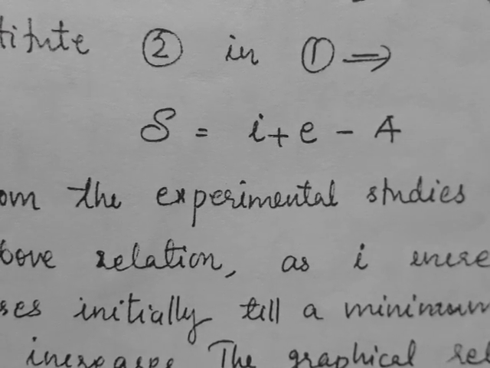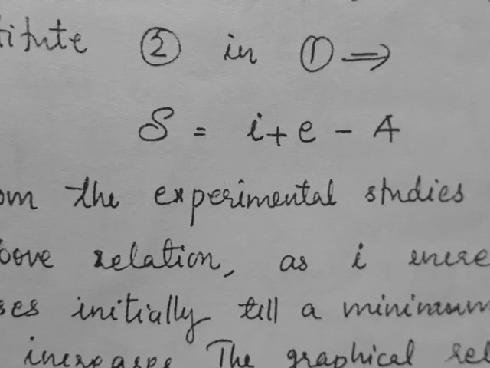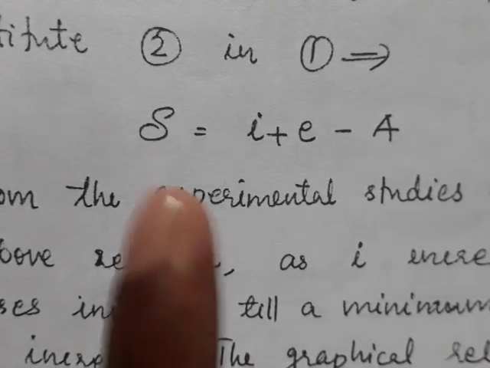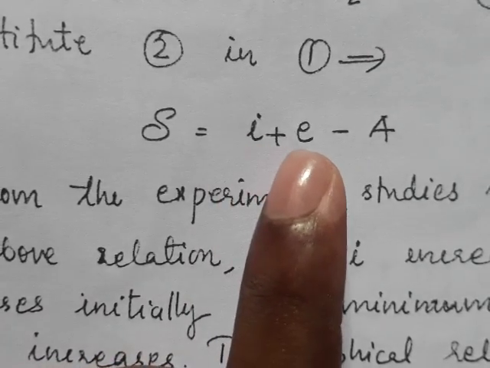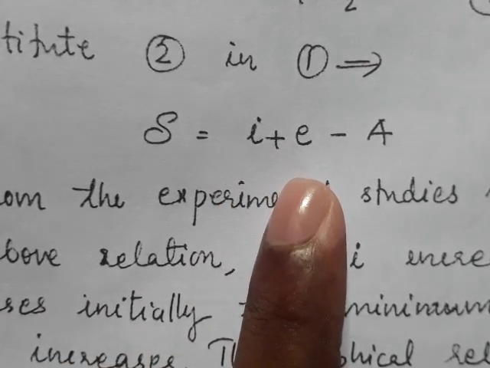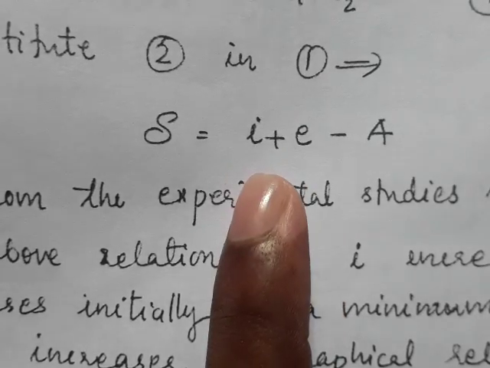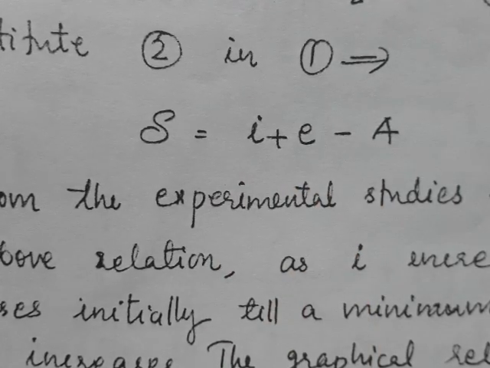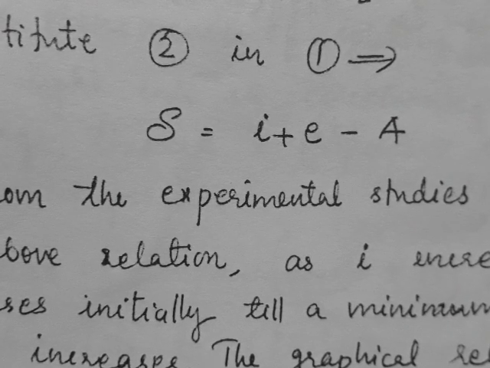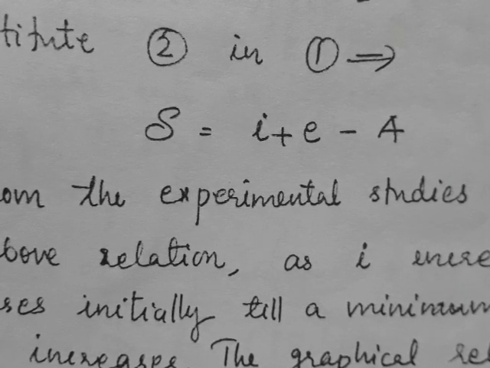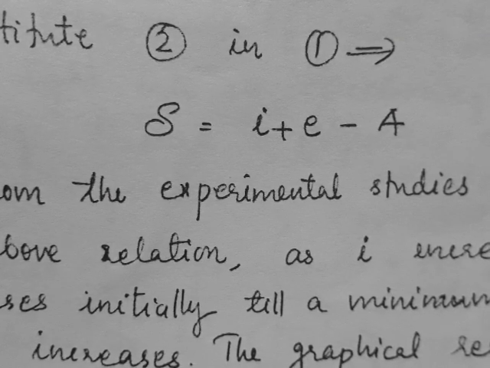Now after doing a lot of experiments, after experimental study, it is seen that as I, angle of incidence, increases, angle of deviation decreases. It's an experimental fact. As I increases, angle of deviation delta decreases initially, until it reaches a minimum value, and then it increases again.